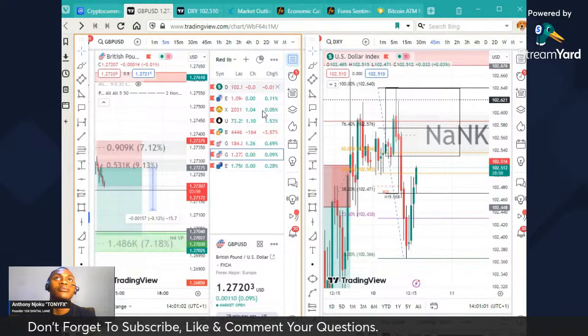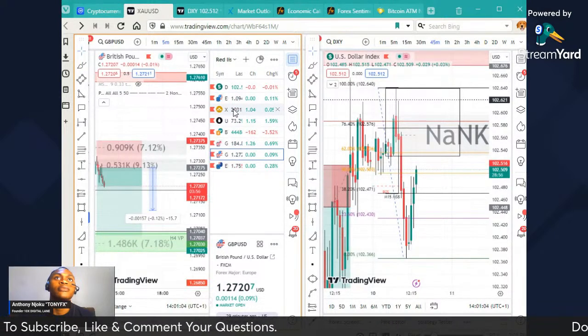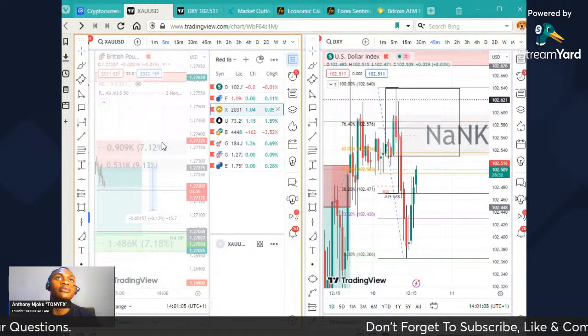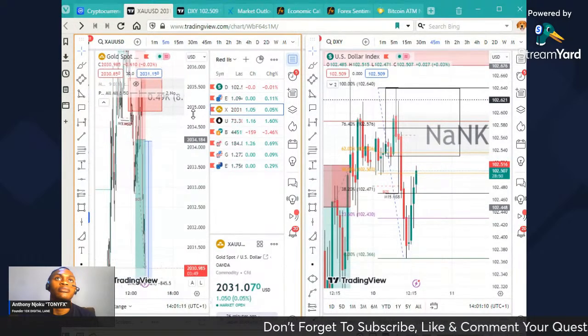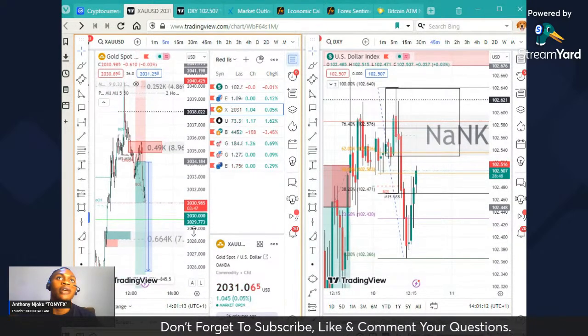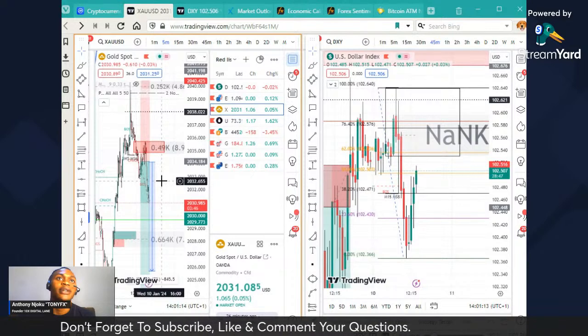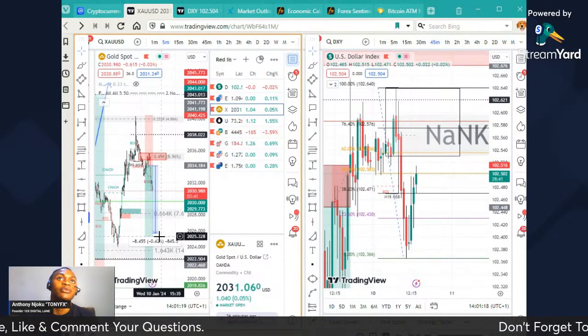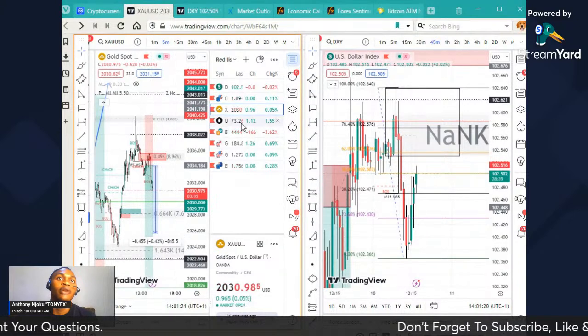Market is pushing strongly. Let's see gold. What is gold doing? Gold is going down as well, very fast. And I think it is okay. It is moving down. It's not close to our candle yet.